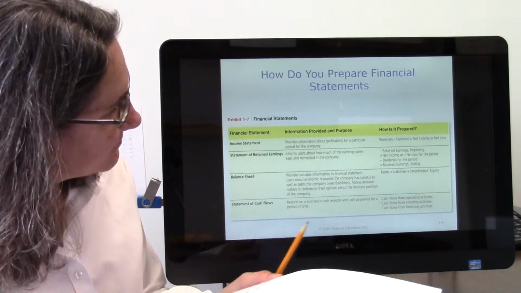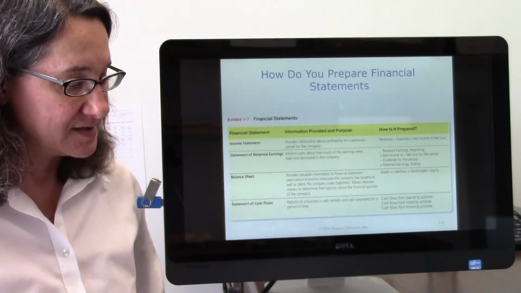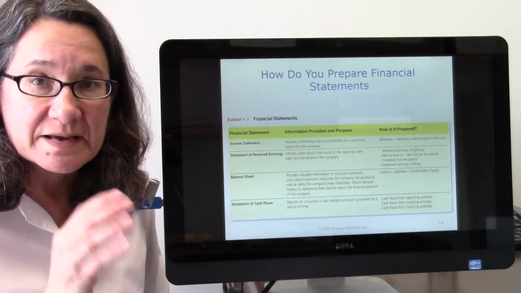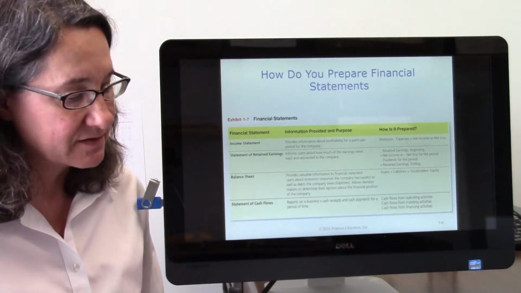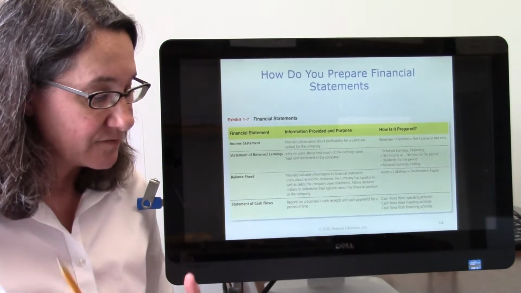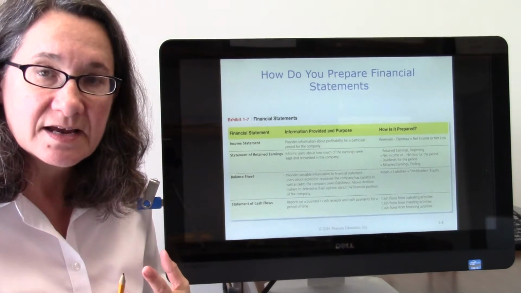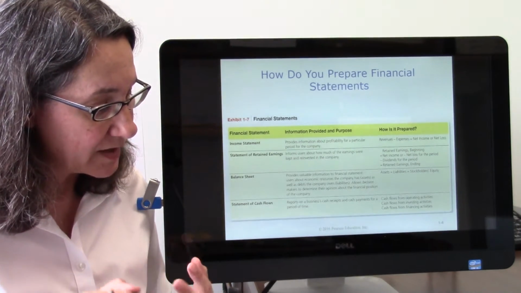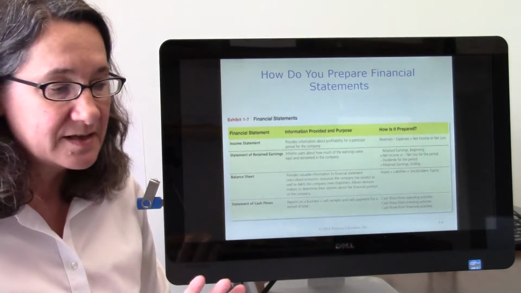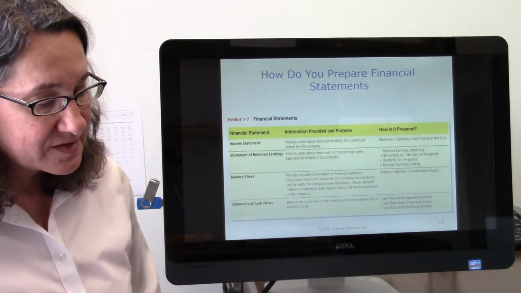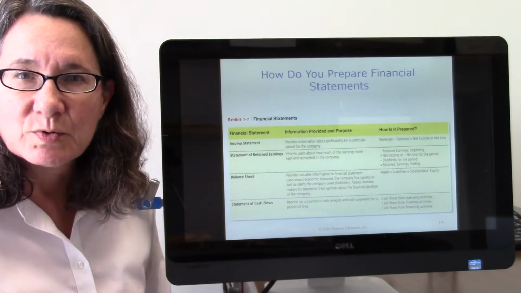This first screen sort of summarizes them. There are four basic statements that we're going to learn how to prepare. These are the financial statements. The first one is called the income statement. The second is the statement of retained earnings. The third is the balance sheet, and the fourth is the statement of cash flows. We'll learn about these in more detail, but for this chapter we're just learning what's on these reports.